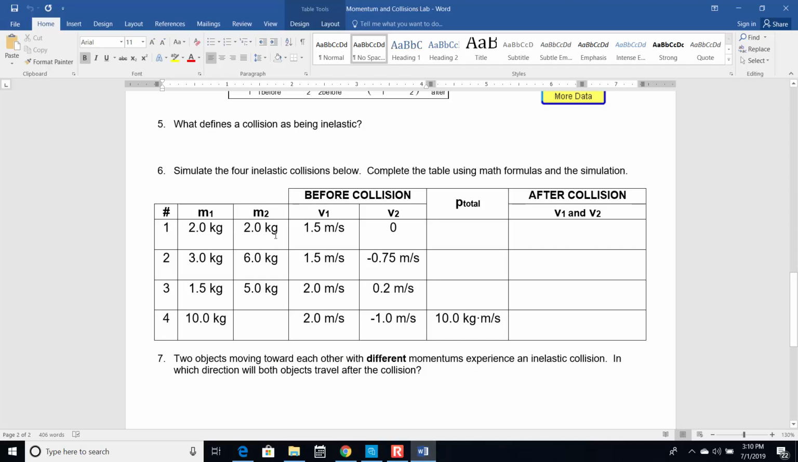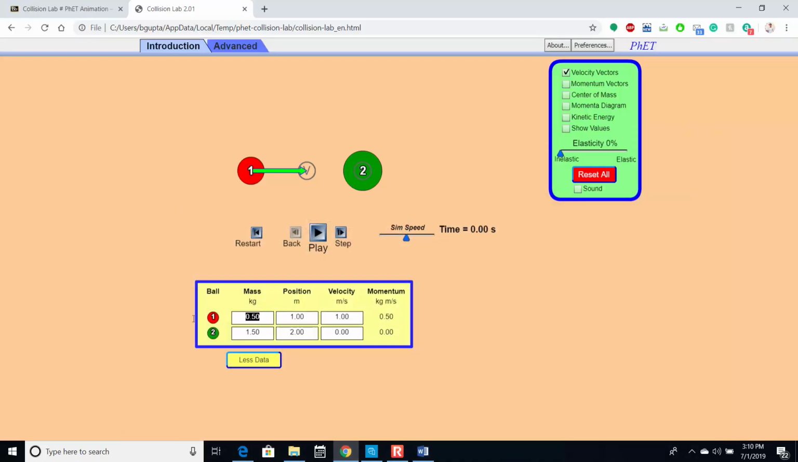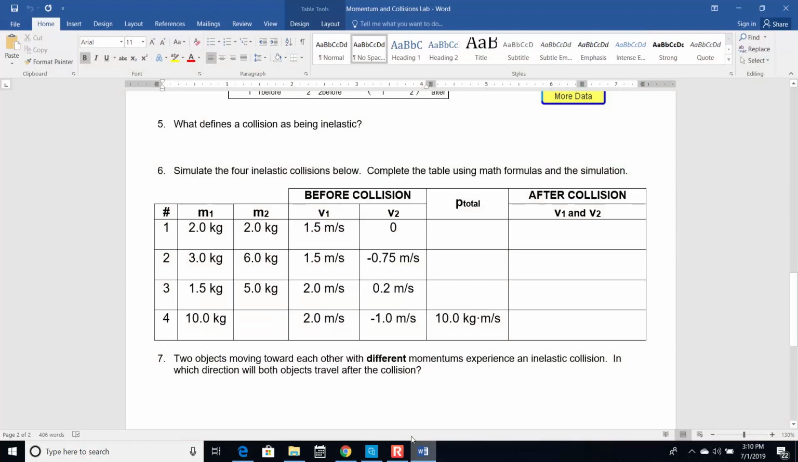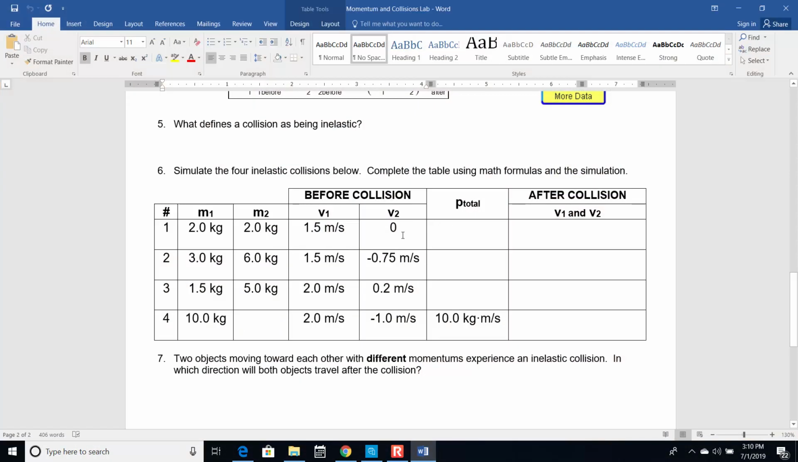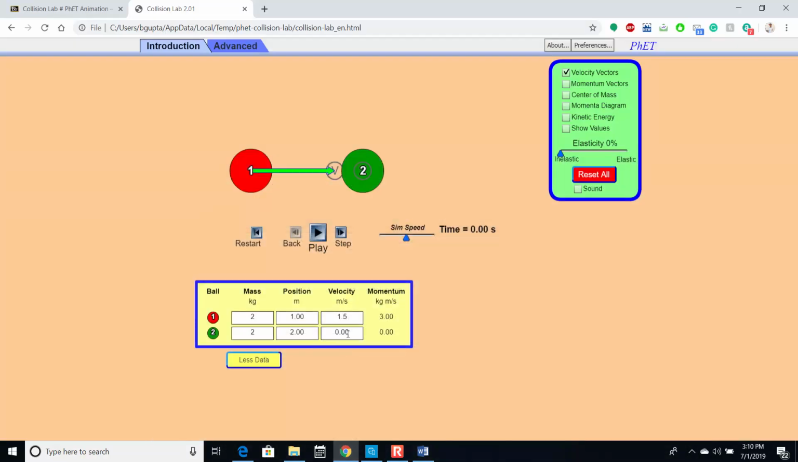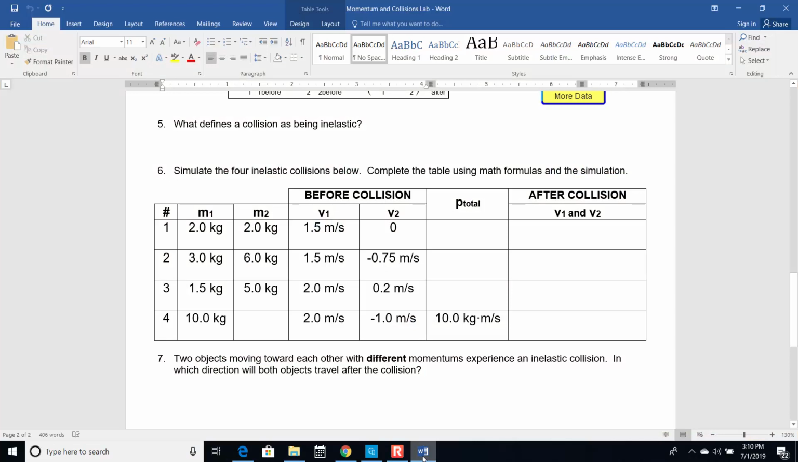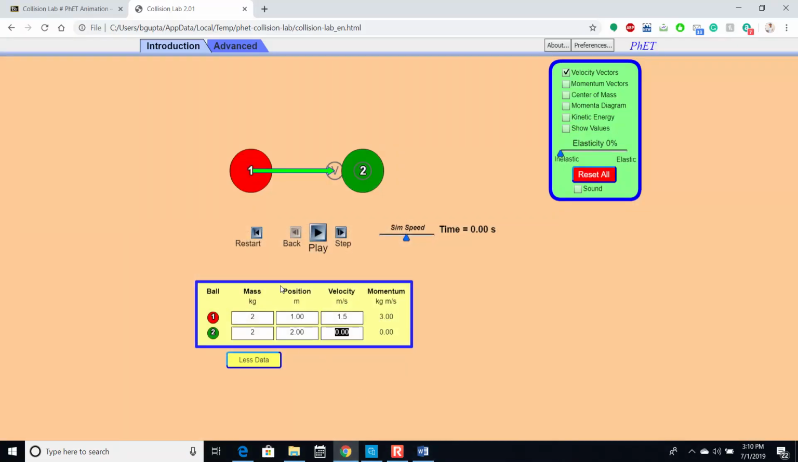In this case, the mass is again 2 kilograms. So just come here and set this as 2 kilograms, and the velocity, which I'm setting as 1.5. And this velocity is 0, already 0. And now we have to run the simulation and find v1 and v2.